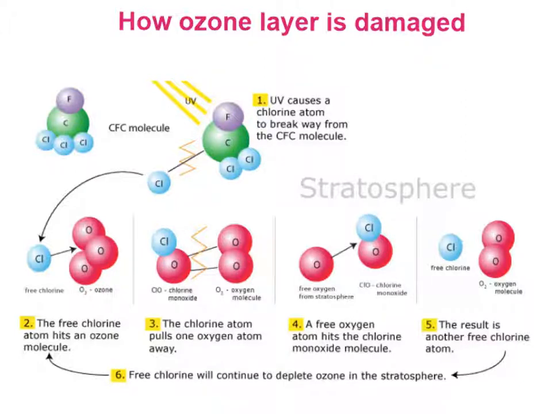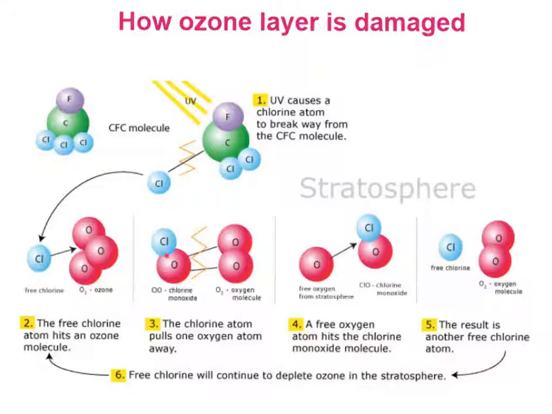The ozone layer is critical for life on Earth. Without it, we would have no life on this planet. But when molecules like chlorofluorocarbons, the chloro is for the chlorines, fluoro for the fluorine, and carbon for the carbon atom in that molecule, when those enter the stratosphere, where our ozone is, the UV will end up causing one of the chlorine atoms to break away from that CFC molecule. And that free chlorine atom hits an ozone molecule. Ozone is 3 oxygens bonded together.